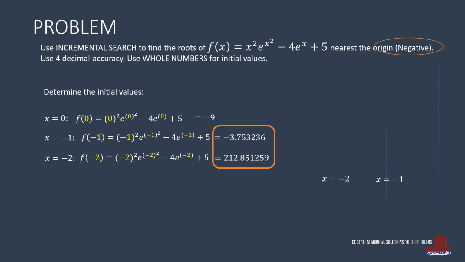From the origin, move one x value back to negative 1 and have y of negative 3.753236. For x of negative 2, y is 212.851259. With whichever concavity we assume our curve has this time, there is no doubt that the root is much nearer negative 1 than negative 2.